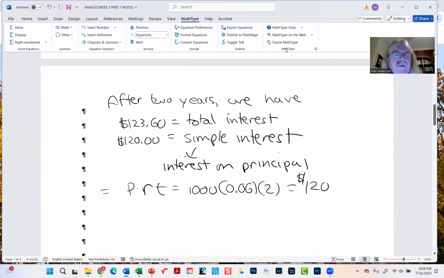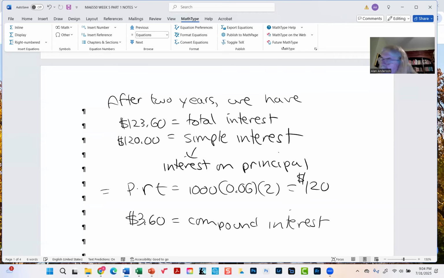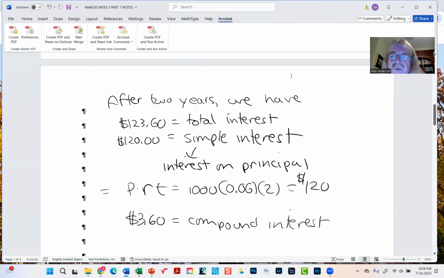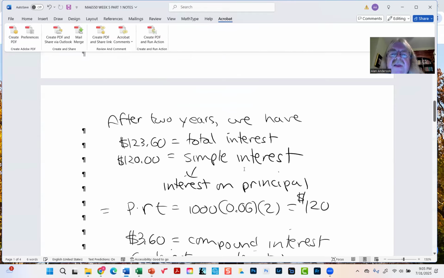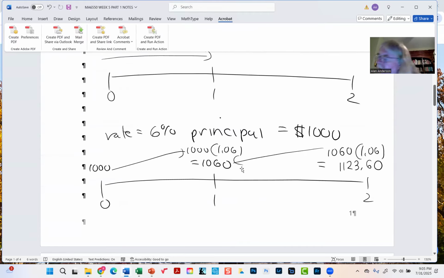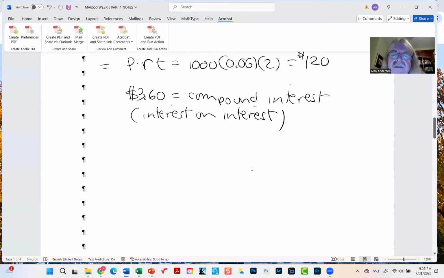So the rest of that interest, the remaining 360, is referred to as compound interest, which is interest on interest. In other words, it's interest on previously earned interest. In this case, that would mean that the 6% that we received in the second year, based on that $60 of interest we earned in the first year, that's where it's coming from. Okay, so that remaining 360 is compound interest.